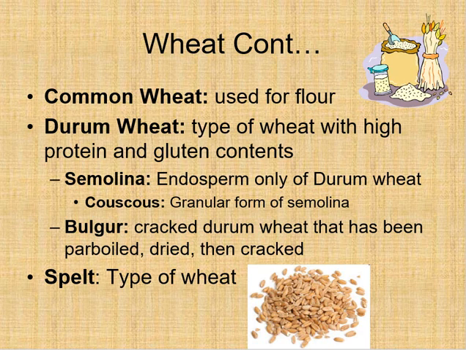flour. This is the endosperm only of durum wheat, and from that you get couscous, and most Italian pastas that are yellow in color are made from semolina flour. Bulgur is cracked durum wheat that has been parboiled, dried, and then cracked. Spelt is a type of wheat.